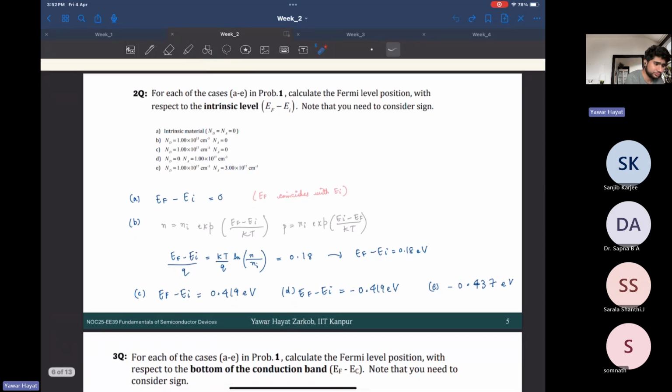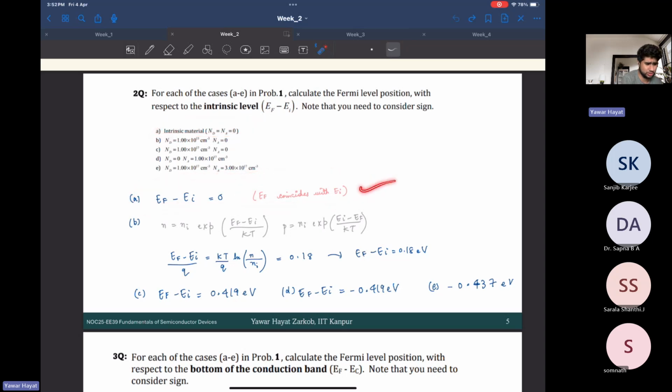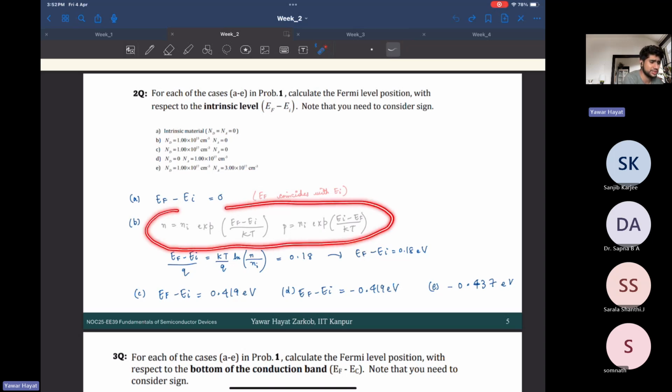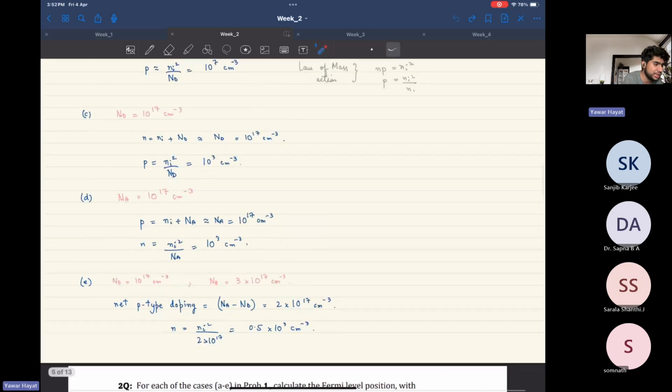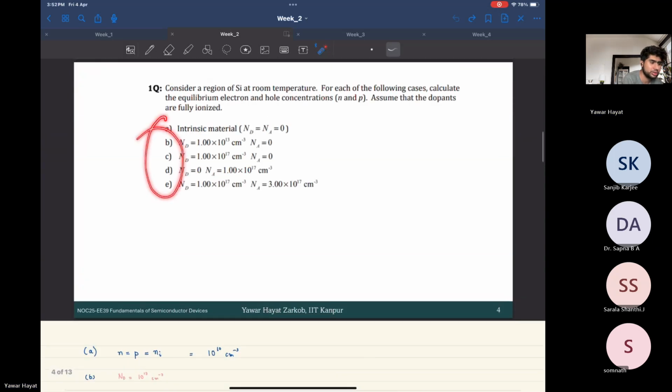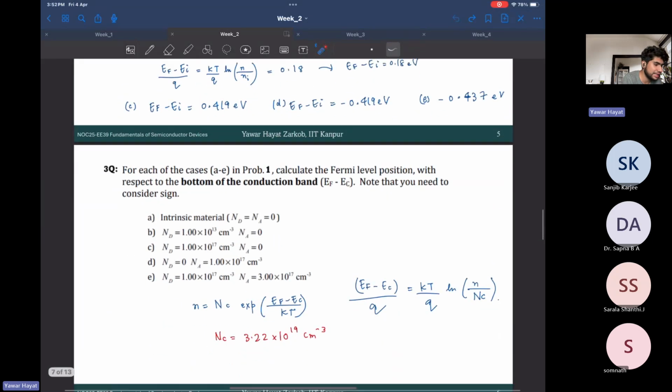Now we need to compute the Fermi level position. For the first one, it's simple because for an intrinsic material, your EF coincides with EI, so EF minus EI is 0 and we got the location. For the subsequent questions, I'll utilize these two formulas to compute EF minus EI and EI minus EF, because N and P are known for each of these cases. I computed all of them in question number 1. I'll substitute them and get the answer. You can do that and verify it.